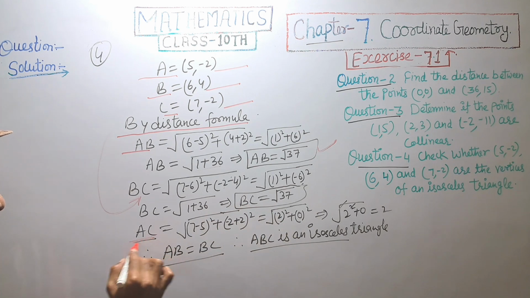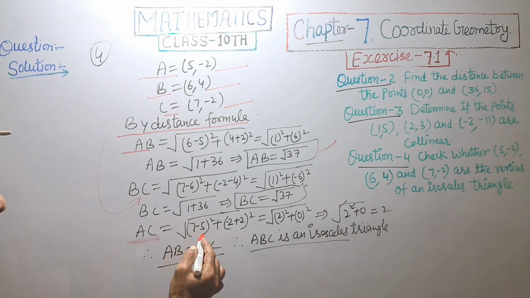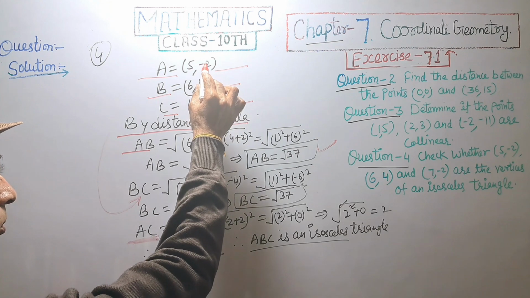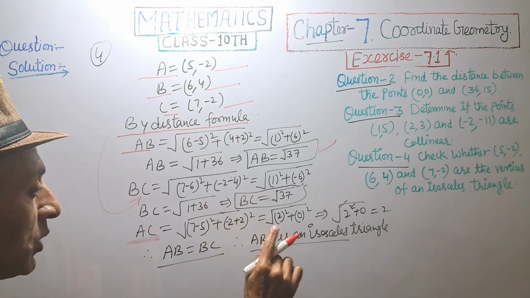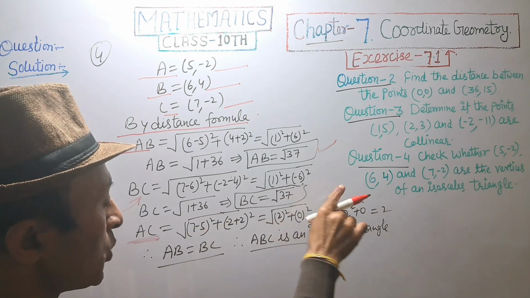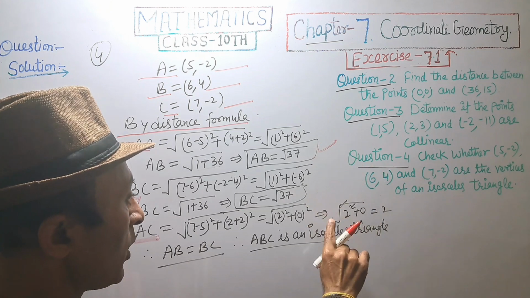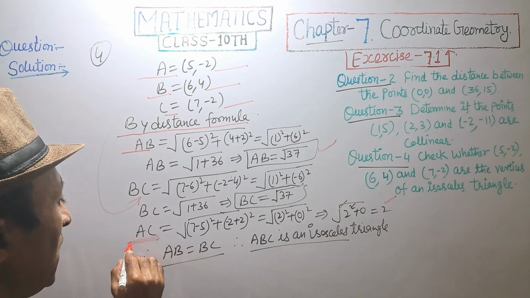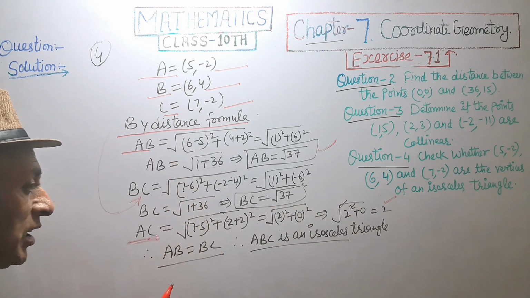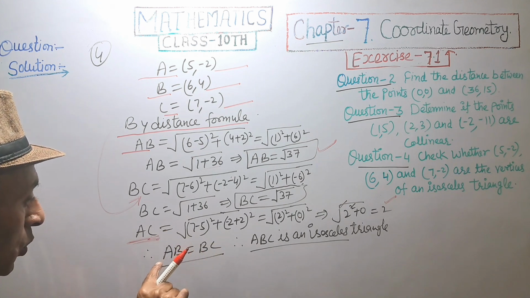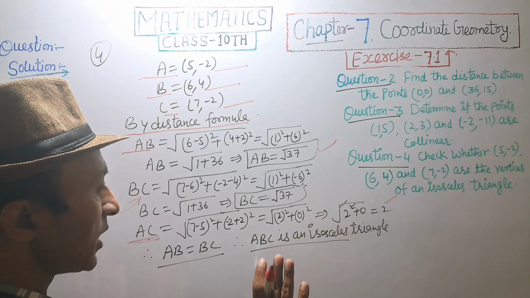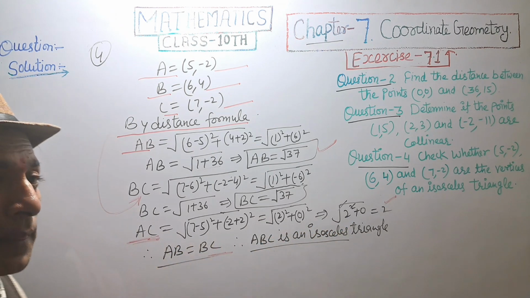But AC, using the distance formula, AC is equal to (7 minus 5) square plus (-2 plus 2) square. -2 plus 2, that is 0. 0 square is 0. But 7 minus 5 is equal to 2 and 2 square is 4. Under root of 4 is equal to 2. And we get the value of AC is equal to 2. But AB is equal to BC, not equal to AC. So if AB is equal to BC, then ABC is an isosceles triangle. Hence proved. Thank you so much.